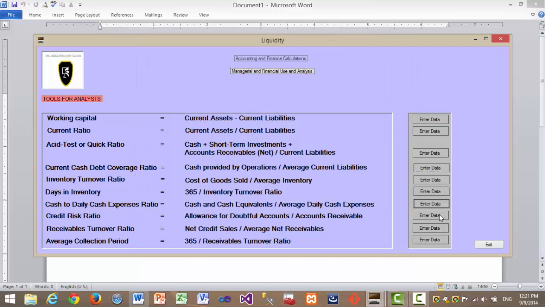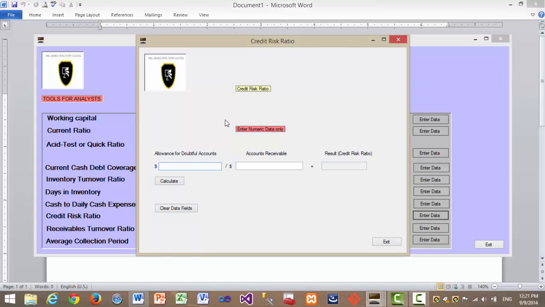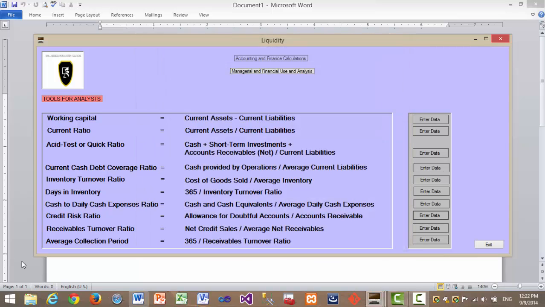Credit risk ratio: allowance for doubtful accounts from your financial statements divided by your accounts receivable from your financial statements gives you the credit risk ratio. Receivable turnover ratio. Okay.